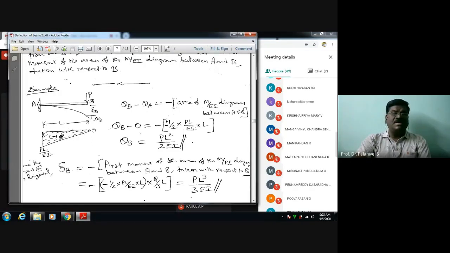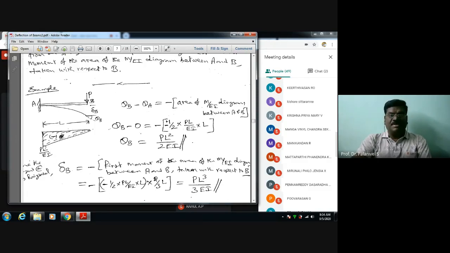But I want the M by EI diagram. PL is the moment divided by EI, so it becomes the M by EI diagram. Here each moment ordinate is divided by EI. The free end moment is 0. It has become the M by EI diagram because I simply divided the moment by a term, the flexural rigidity of the beam, EI.